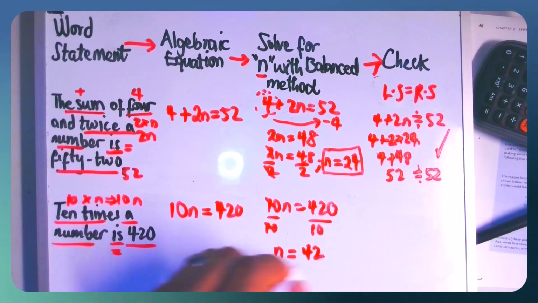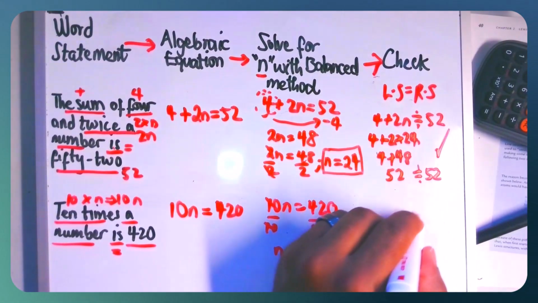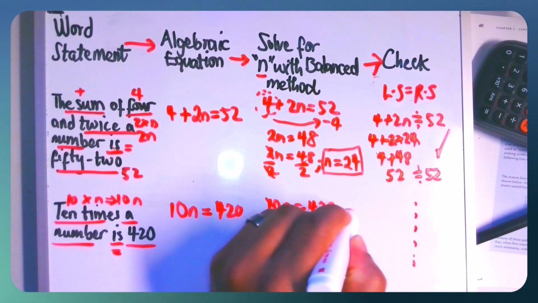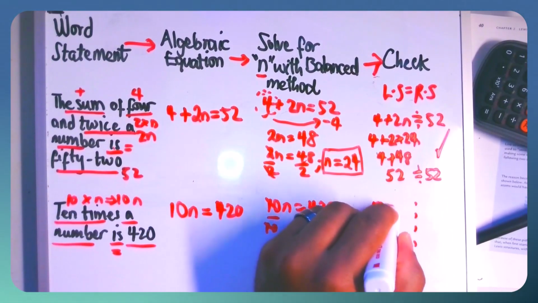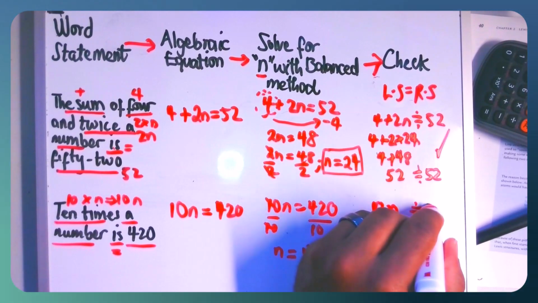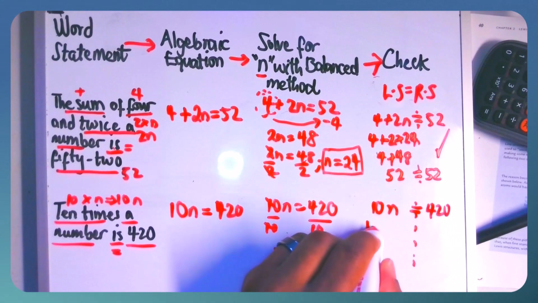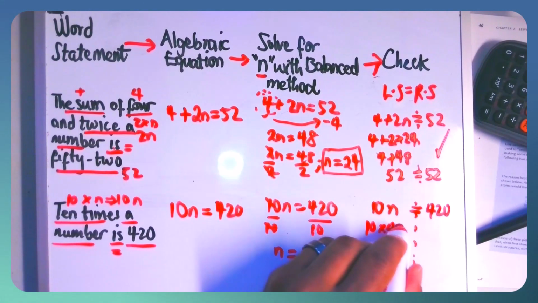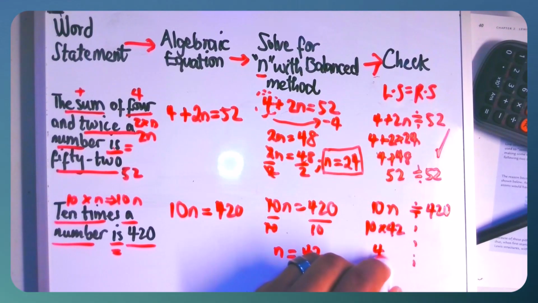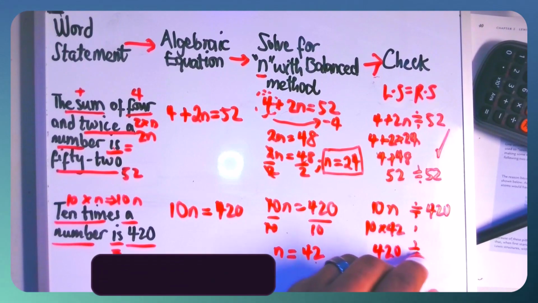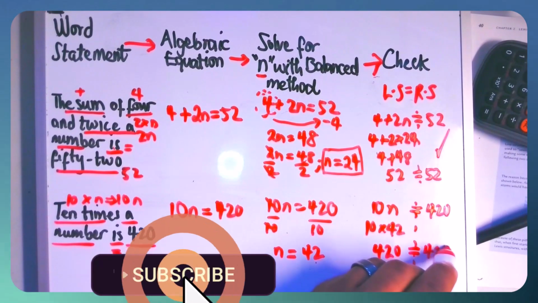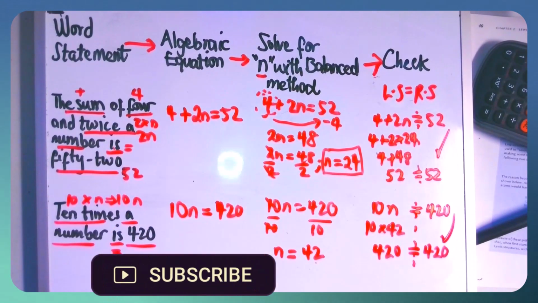So therefore, when we check to see whether the left side is equal to the right side, we know that we have 10n, and the value should hopefully be 420, where n is equal to 42. That means 10 times 42, that gives us what? 420, which is equal to the right side of the equation, and this here is correct.